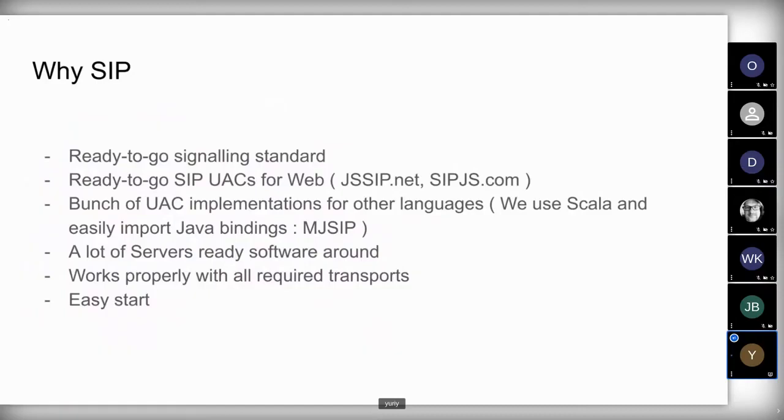And our robot connects via TLS, while the client connects via WebSockets. And also, why SIP? There are a lot of servers and software ready around, like Kamailio, actually. It also works properly with all required transports: TLS, TCP, and WebSockets. All implementations are ready. So for us, it was a really fast start, an easy start, I would say.